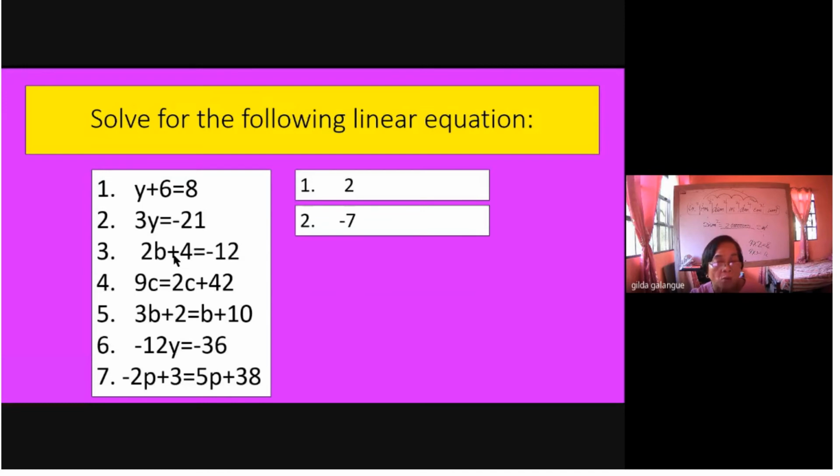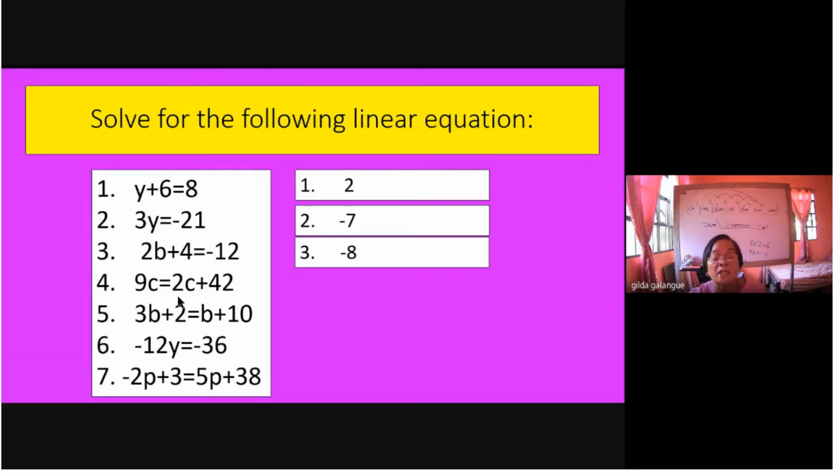y equals negative 7. Now, what is the opposite of 4? The opposite of 4 is negative 4. So 4 plus negative 4, we add here negative 4. Negative 12 plus negative 4 is negative 16. Negative 16 divided by 2, what is the answer? Negative 16 divided by 2 is negative 8.